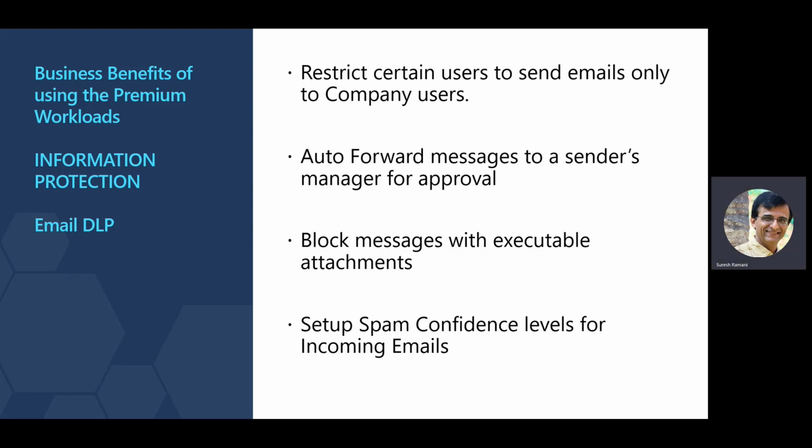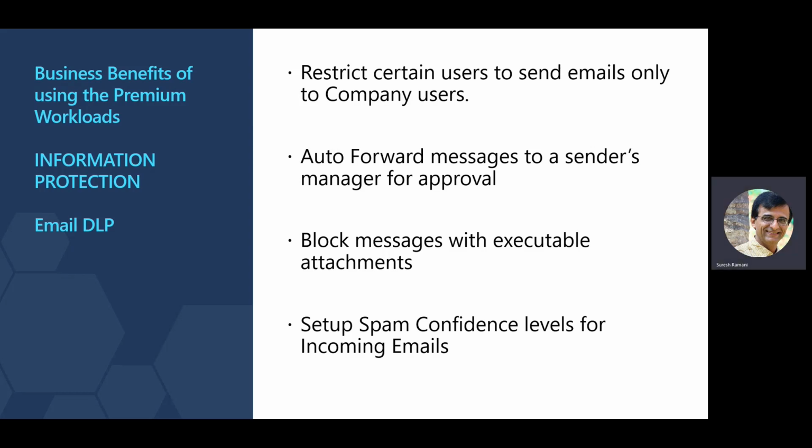Next is auto-forwarding messages to the sender's manager for approval. In some cases, the manager may suspect a team member of information leakage, or it may be that the person is serving his notice period and therefore needs to be carefully watched. In such cases, one can set up a rule by which all mails being sent by the person silently go to the manager who approves them, and then they go out of the tenant.